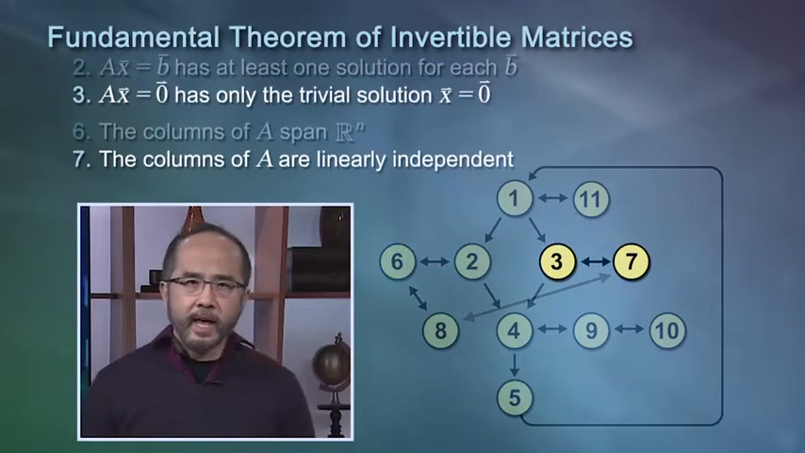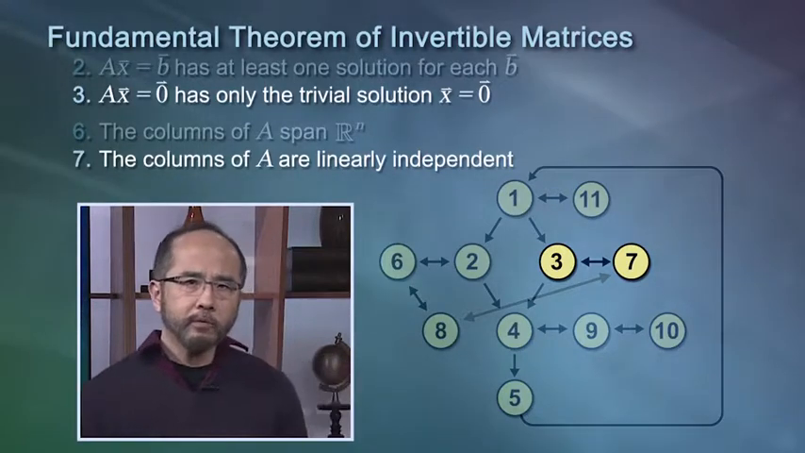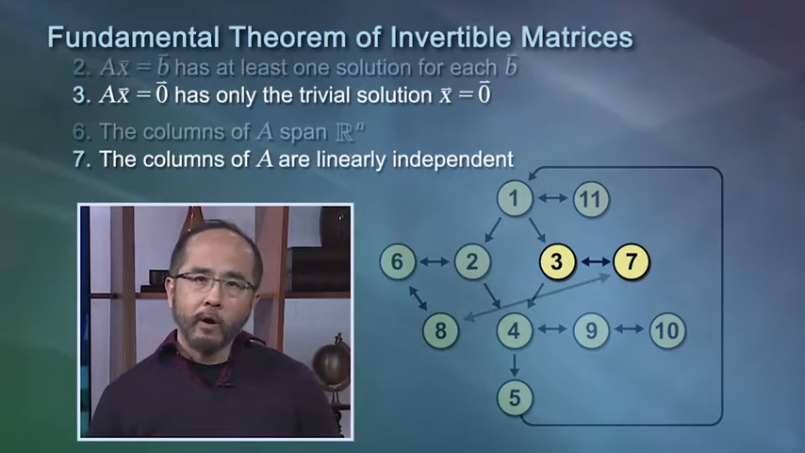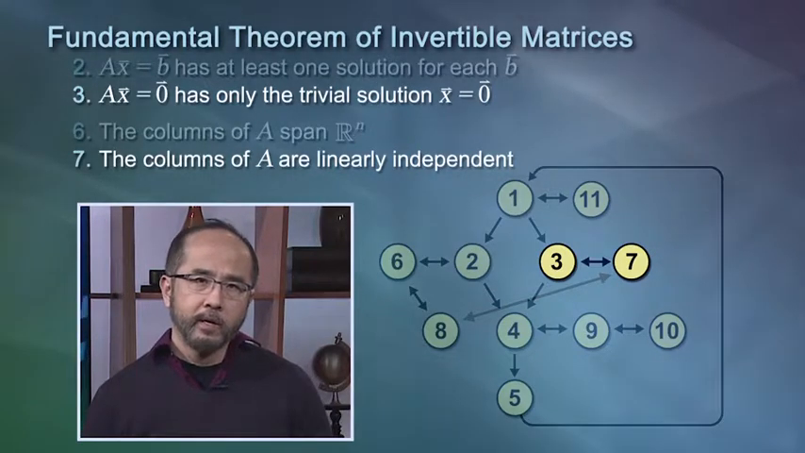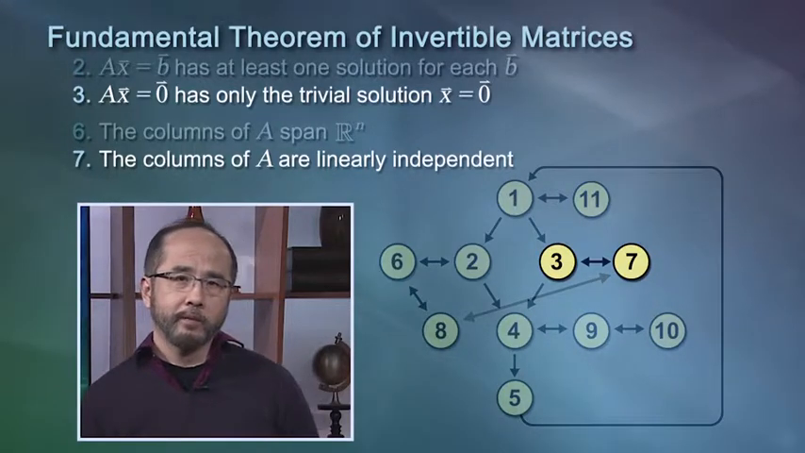Similarly, to say AX equals 0 has only the trivial solution is to say that the only linear combination of the columns that produces a 0 vector is one where all the coefficients are 0. That's precisely saying the columns of A are linearly independent.